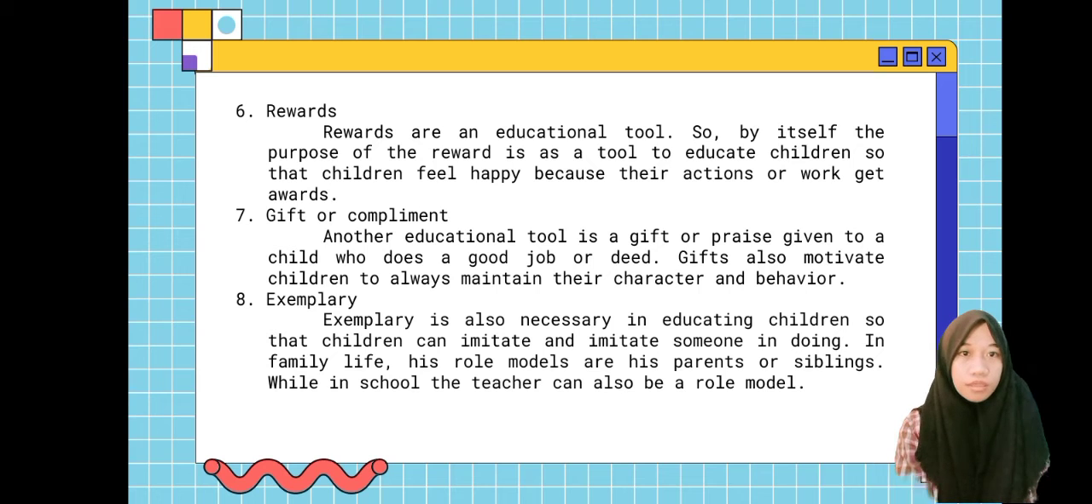Number 7, gift or compliment. Another educational tool is a gift or prize given to a child who does a good job or deed. Gifts also motivate children to always maintain their character and behavior. Number 8, exemplary. Exemplary is also necessary in educating children so that children can imitate someone in doing. In family life, the role models are parents or siblings, while in school, the teacher can also be a role model.